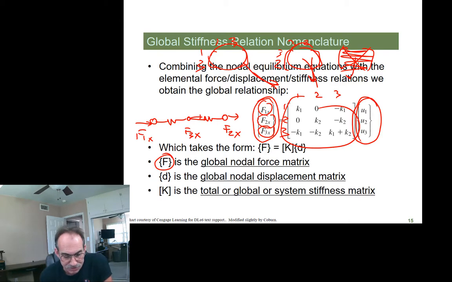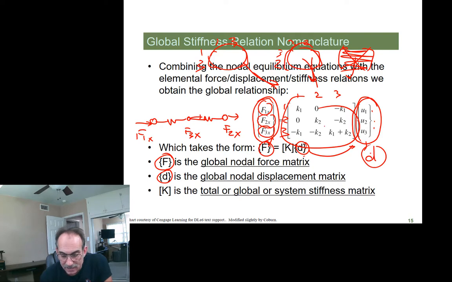D is our displacement matrix. In this case we're using U. We could call this whole little vector D, and this whole little vector F, and this whole little vector D. We're using U's for the individual ones, but D is what we could also call that.